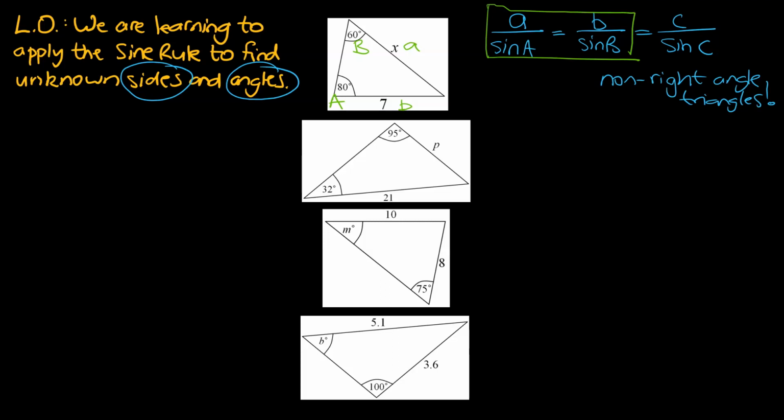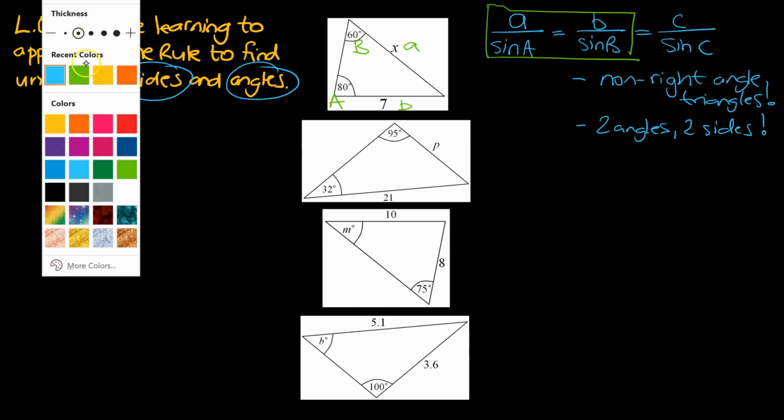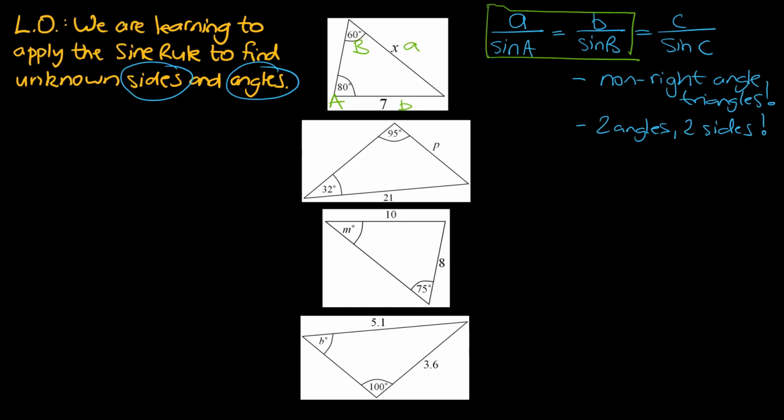Another observation to make: when we're applying the sine rule, we're dealing with 2 angles and 2 sides. So we'll write that down on our list. That's important because it will be different for the cosine rule, where the information you're given will be slightly different. So let's get into that green question.